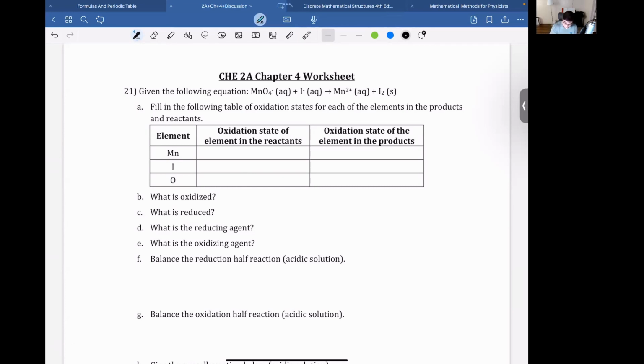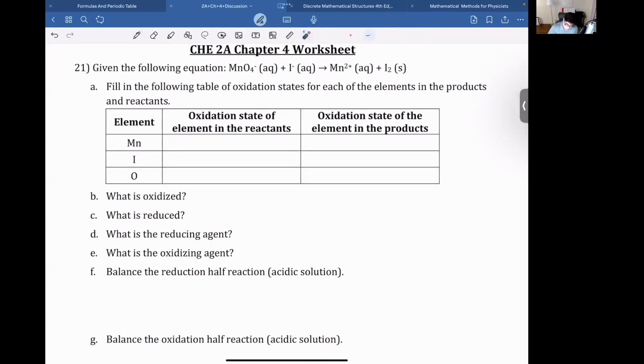21 says, given the following equation, aqueous MnO4 minus plus I minus gives Mn2 plus I2. Fill in the following table of oxidation states for each of the elements in the reactants and products. Element Mn, oxidation state of the element in the reactants, oxidation state of the element in the products. So this is what I just did a second ago. So Mn in this starts off at a +7. Again, if you need to review oxidation states, I think check worksheet number 2. Oxidation state of the element in the products. This is a 2 plus or +2.